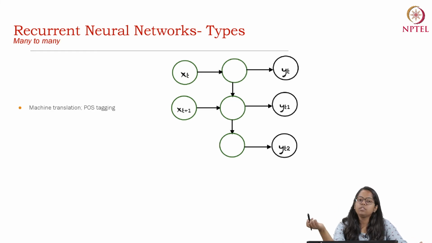Then we have a many-to-many structure, where the input can be multiple words if we are considering text, and the output can also be multiple words. One such instance can be machine translation, where we have multiple English words as the input and multiple Hindi words as the output, right? Then we can also have POS tagging, NER tagging, and any many-to-many kind of paradigm. Many-to-many kind of RNN can be used in these types of problem statements.